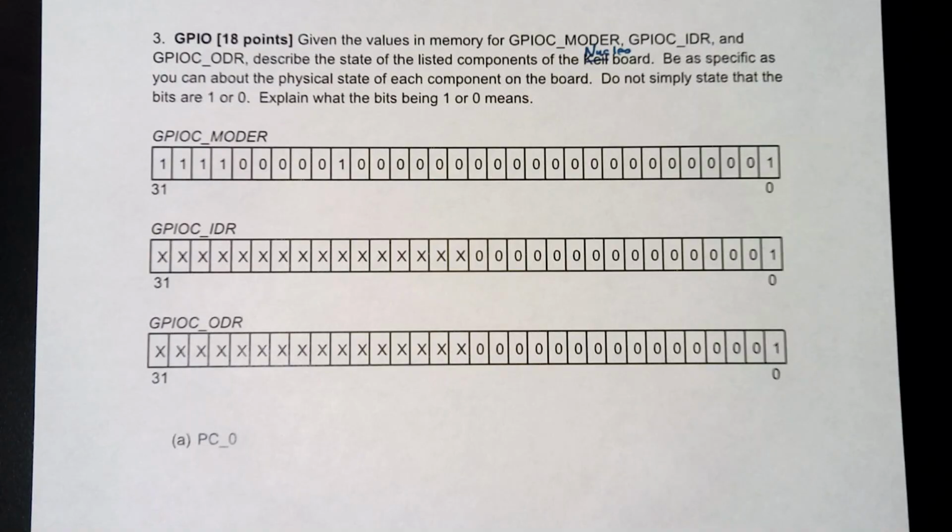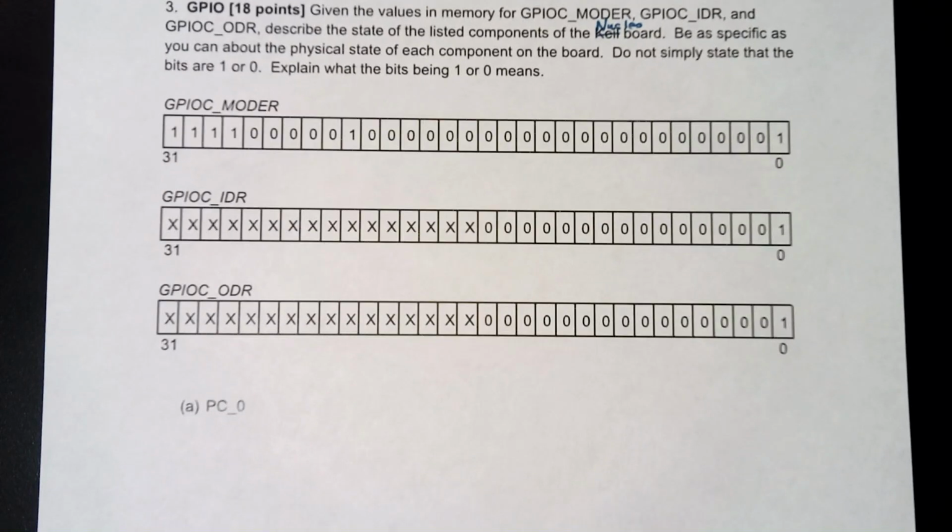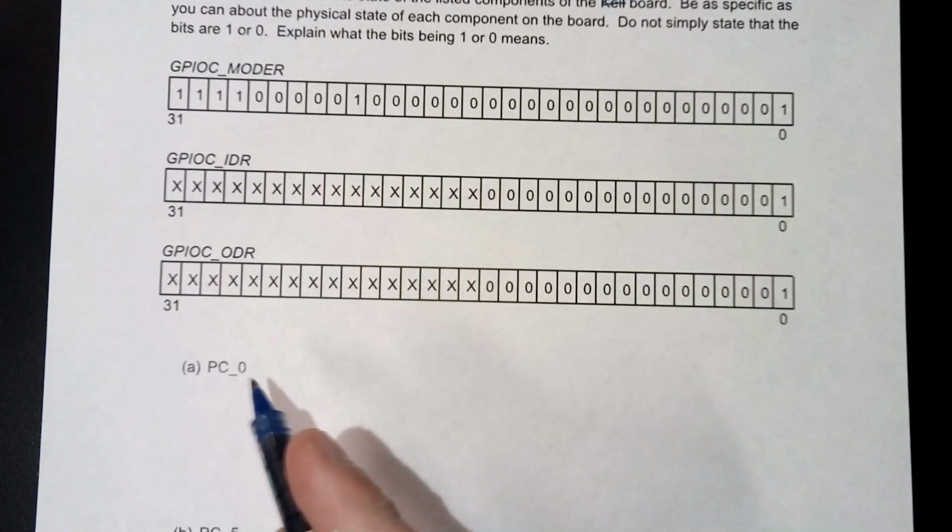So we're asked, given the state of values in MODER, IDR, and ODR, input data register and output data register, describe the state of the listed components on the Nucleo board. Be as specific as you can about the physical state of each component. Don't simply state that the bits are 1 and 0. So we're just trying to have you explain what this means, like if you had a component like a push button or an LED or something, really anything that's taking a voltage or giving a current in, what that actually means. So first we're asked about PC0.